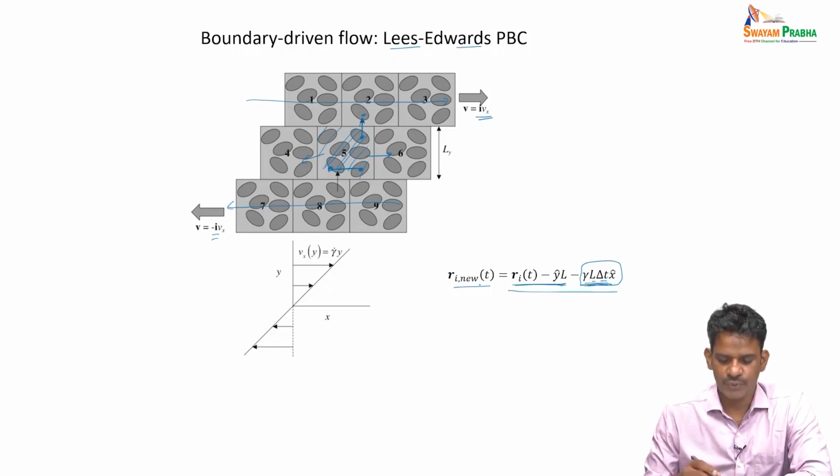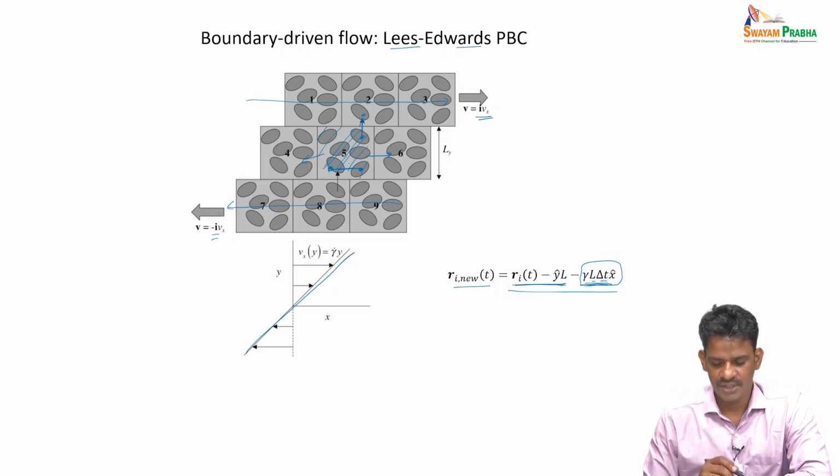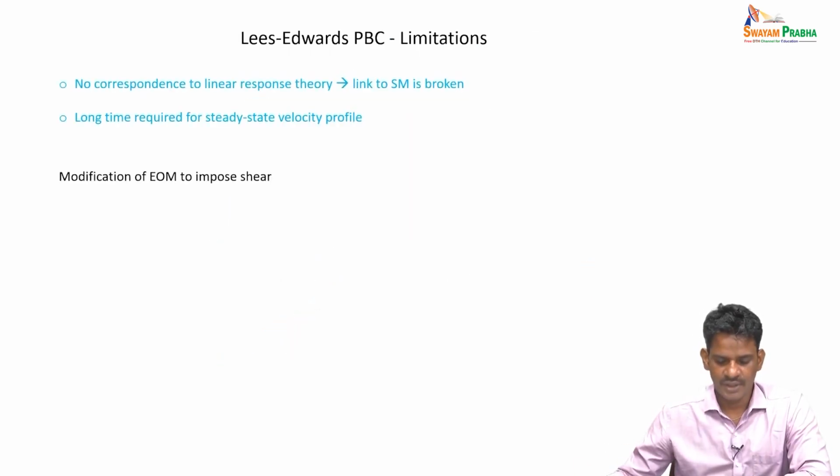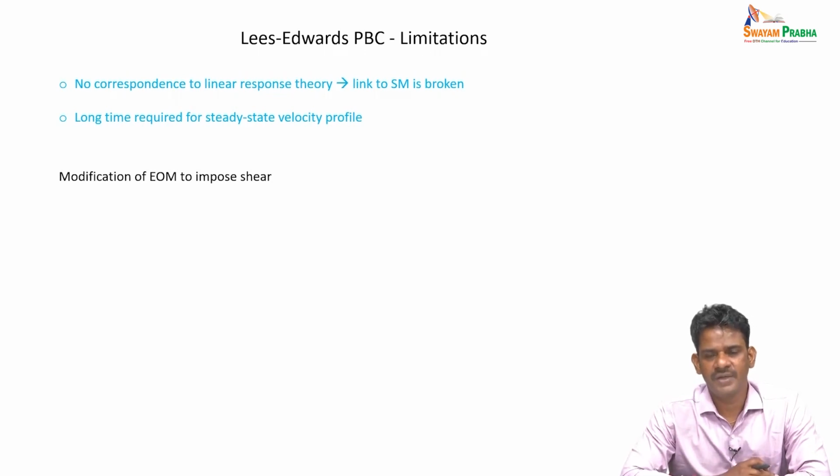We will see that eventually a steady state velocity profile will develop within the central simulation box. That means all the particles at the top would have positive velocities in the x direction, whereas all the particles at the bottom of the box would be moving to the left, and this kind of a linear profile will be imposed if you wait long enough. So, this method is known as boundary driven flow using Lees-Edwards boundary conditions. And then once you have this linear profile, we can find the stress, and then we can divide the stress by the shear rate, and then you get viscosity.